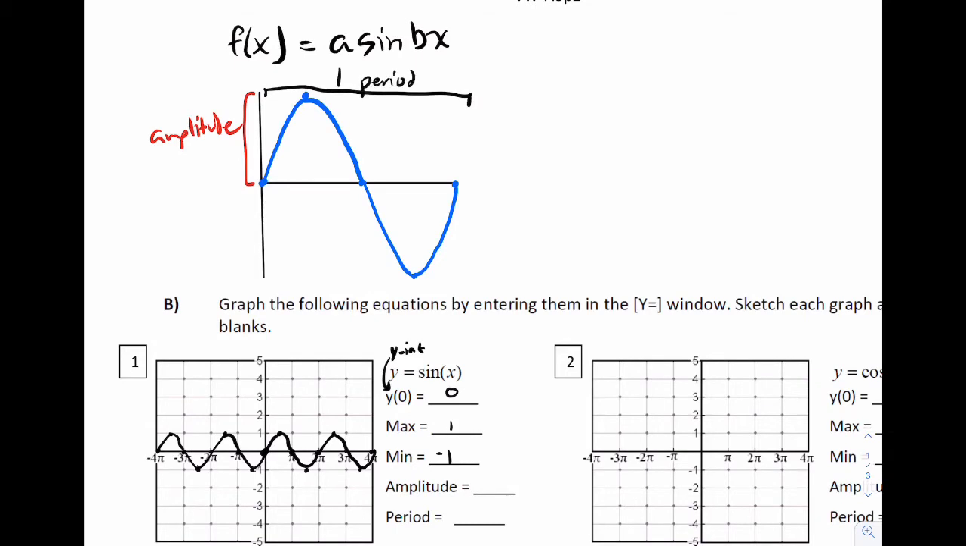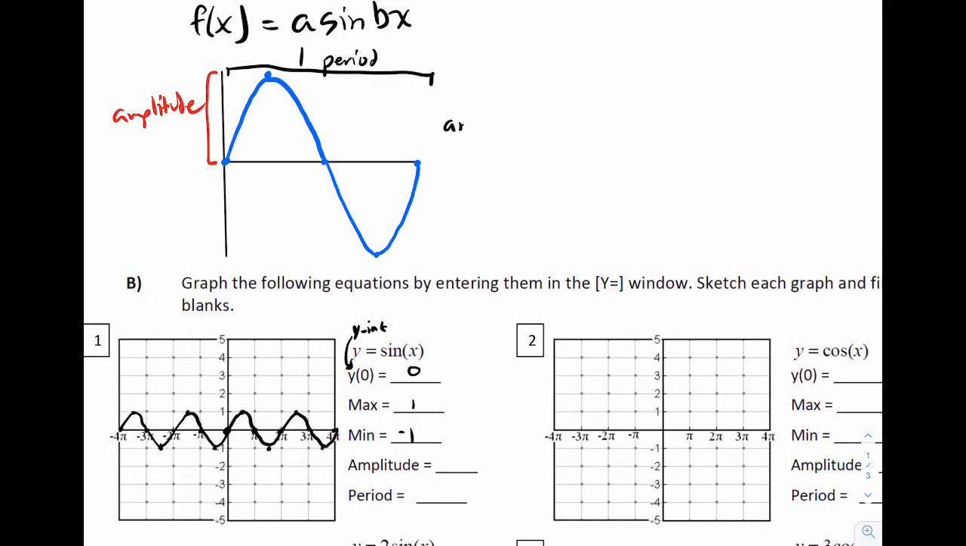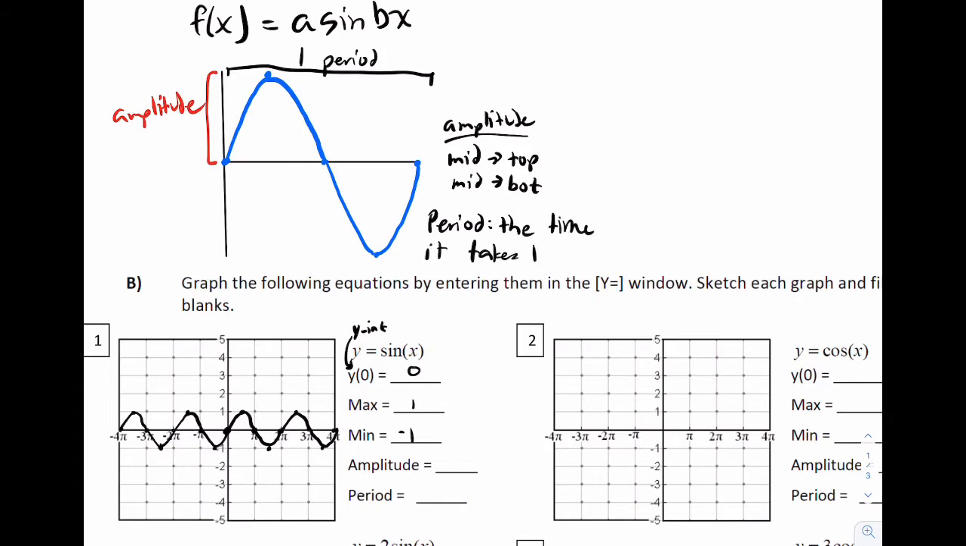So in short, think of the amplitude as the middle to the top or middle to the bottom. Some people say height of the wave. And the period, I think of the period as the time it takes to complete one wave.